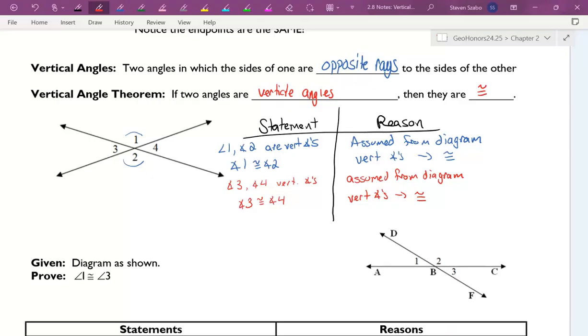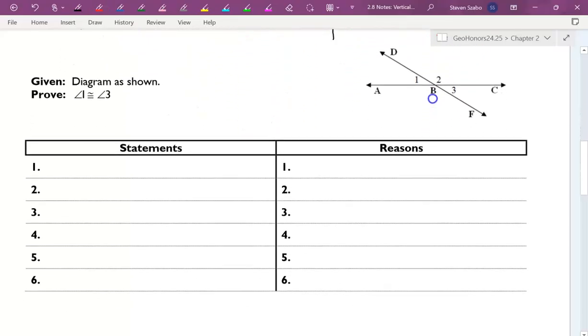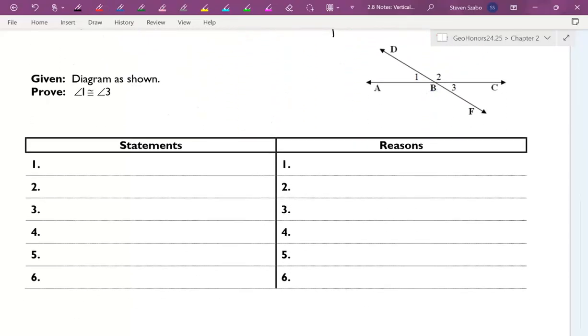So this just adds one theorem to our toolkit in our reasons for our proofs, and that is that vertical angles imply congruence. So let's take a look at this first proof. I will walk through this one with you, and then there's one more on the back page that I'll have you try. We are given just our diagram, and again, we don't need to state diagram as shown. It's just a way of stating that that is the only stuff that's given, and so the things that we can and cannot conclude from our diagram.